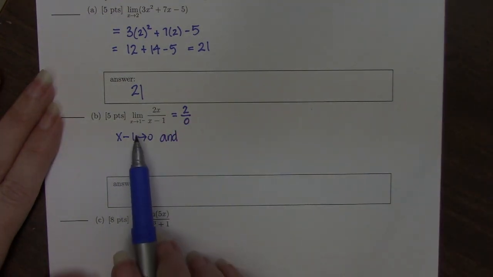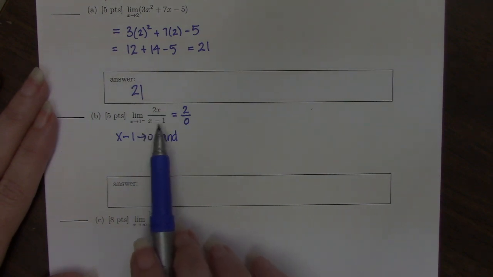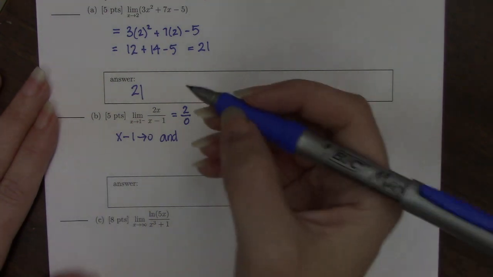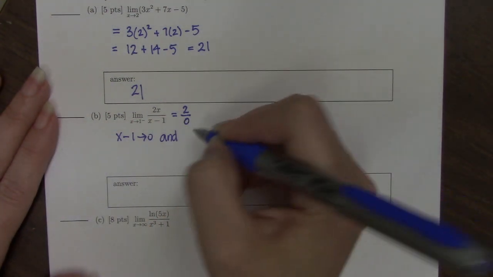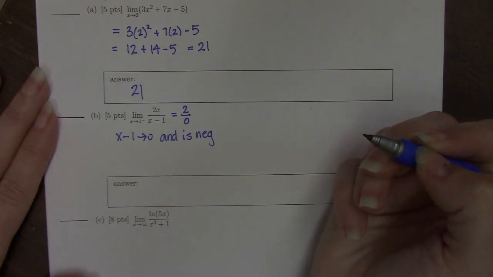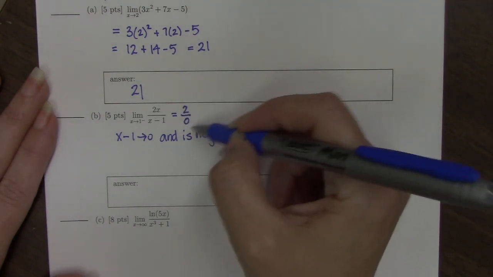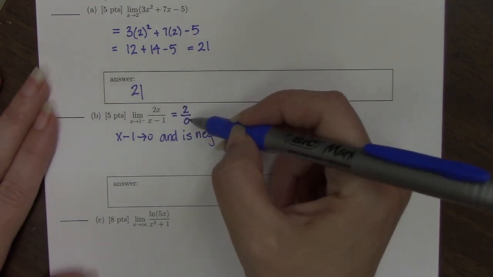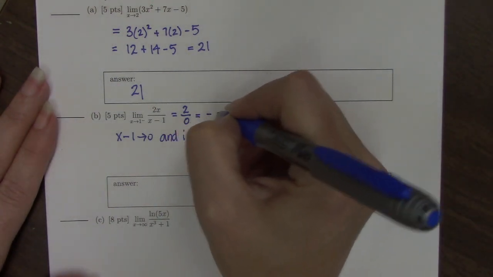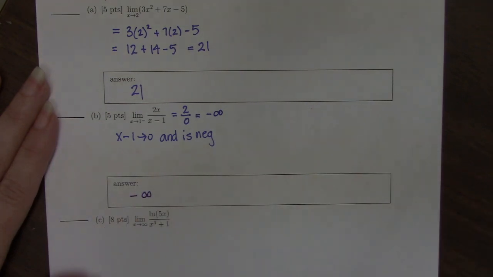and if I pick a number just to the left of 1, like 0.99, and I look at the denominator, well, 0.99 minus 1 is going to give me a negative number. So these are very tiny negative things. So we can say the denominator is approaching 0 and is negative. So if I look back at the structure here, I see I have a positive 2 divided by a very small negative number. So that's how I know it's going to be negative infinity as opposed to positive infinity.